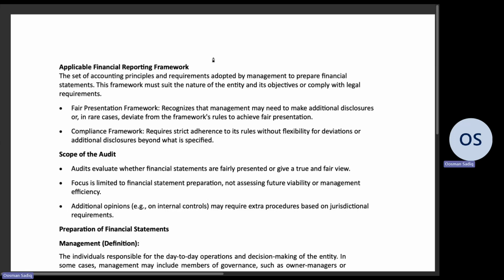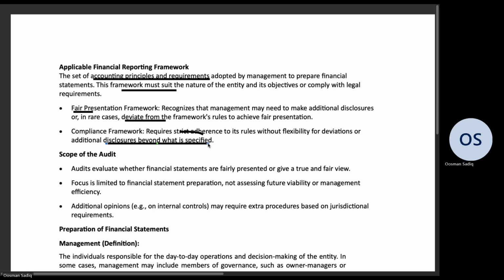Okay. Now, what is an applicable financial reporting framework? It is a set of accounting principles and requirements adopted by management to prepare financial statements. The framework must suit the nature of the entity, its objectives, and comply with legal requirements. There are two types: fair presentation framework, right? Recognizing the management may need to make additional disclosures or deviate from the framework rules to achieve fair presentation. Compliance framework requires strict adherence to the rules without flexibility or deviations, or additional disclosure beyond what is specified.